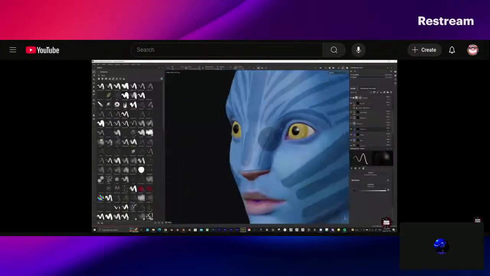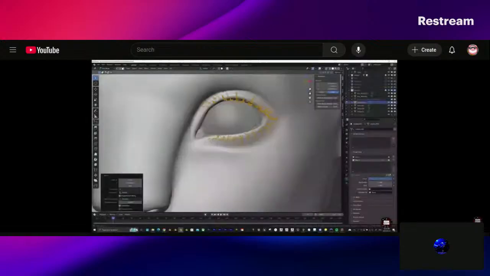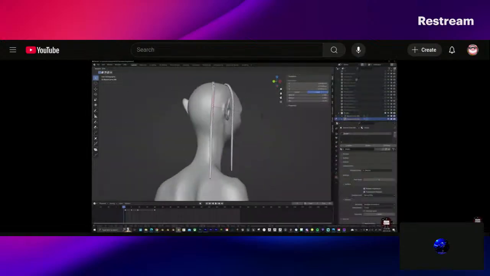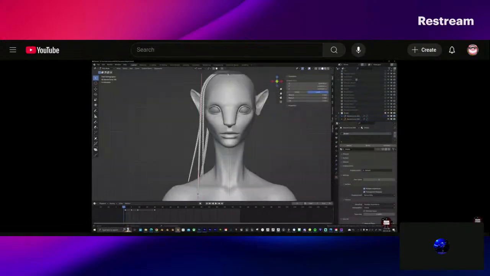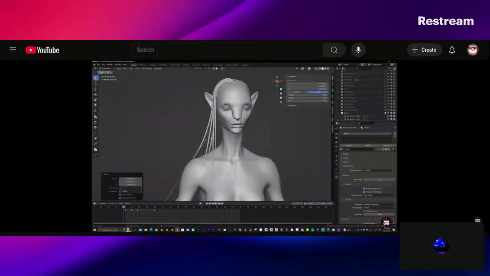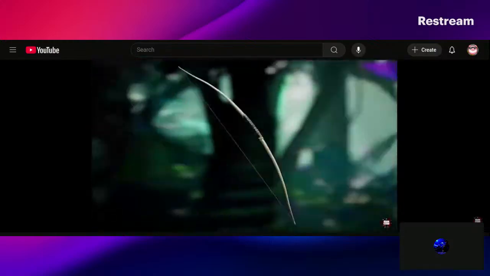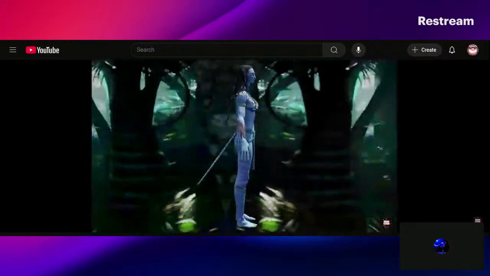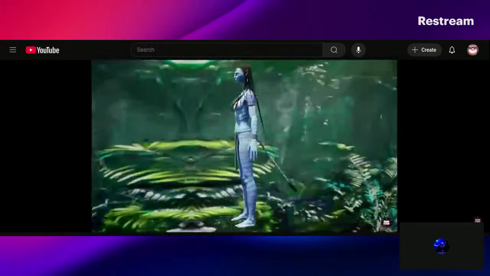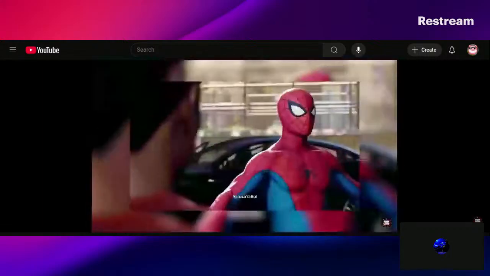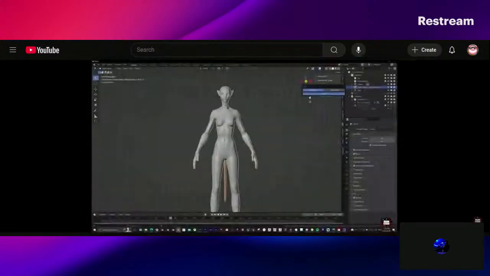I then painted it, modeled the clothing, gave her eyelashes, and then did her hair, which was one of the most tedious parts of this entire video, as I had to place these strands by hand. I modeled her arrow, bought a bow for her because I was tired, and with this we had our finished model of Neytiri.